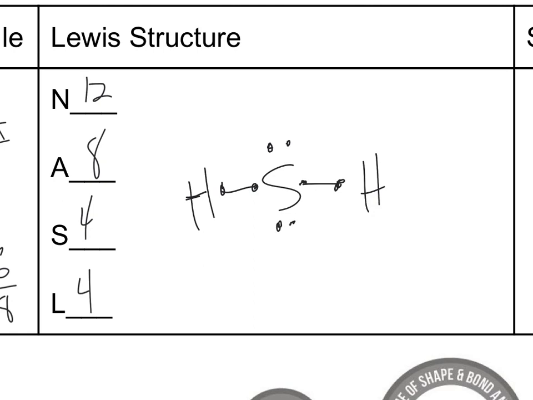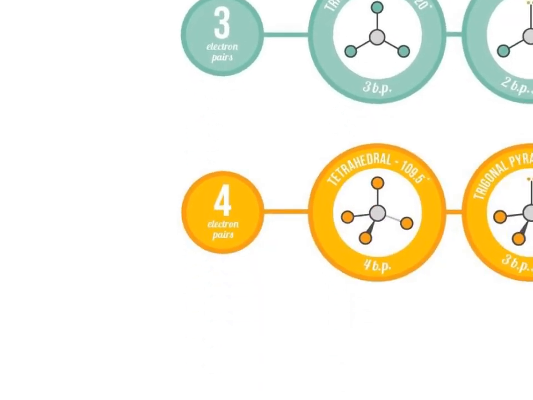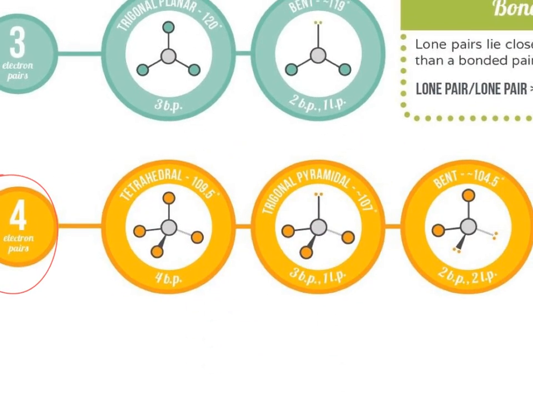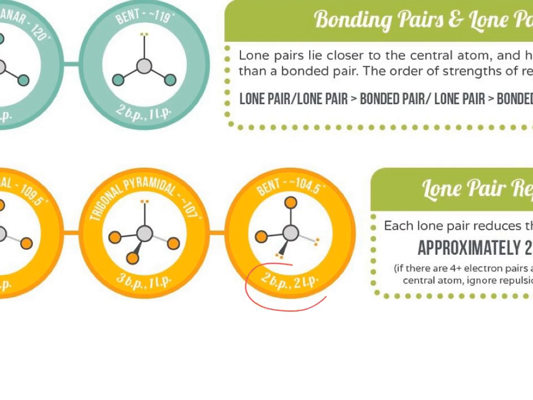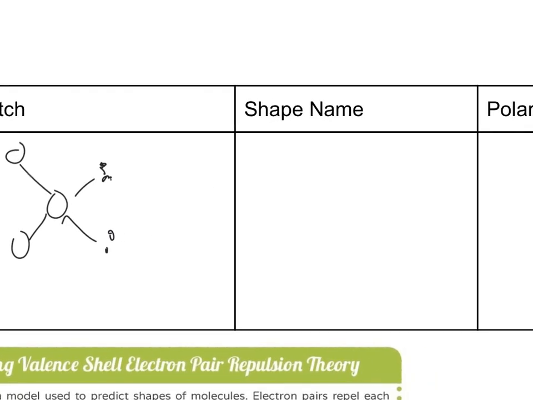Okay, now let's look at the shape. Sulfur has a total of 4 groups, 4 sides of electrons. 2 of them are bonds, 2 of them are lone pairs. So 4, nope, not 4 bonds, not 3 bonds, but 2 bonds and 2 lone pairs. That's back to our shape bent. So we would draw that like this. Those are supposed to be 2 dots and 2 dots. Okay, the shape name is bent.